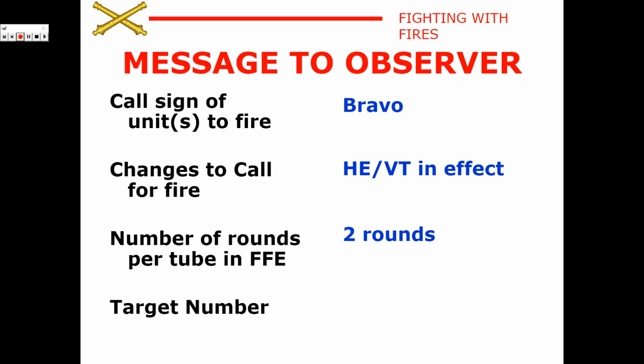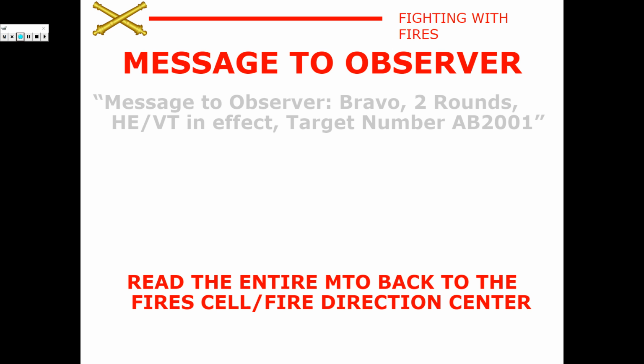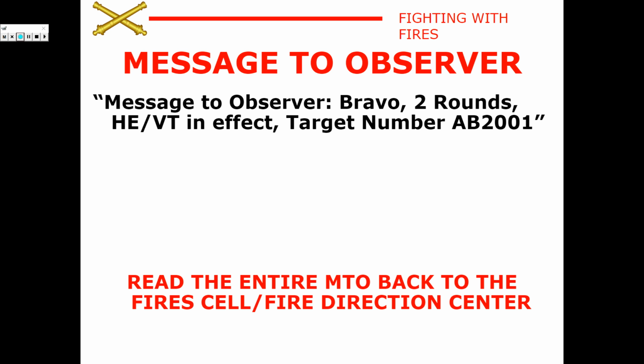If it's Bravo battery from 163rd, our SOP would dictate all that, or the op order and annex D with fire support would articulate all of that for you, but you might be getting 6 guns firing 2 rounds each, which would tell you you're going to have 12 rounds dropped on the target. And then finally you're assigned a target number. So it would look something like this. Message to observer, Bravo, 2 rounds, HEVT in effect, target number Alpha Bravo 2001, over.